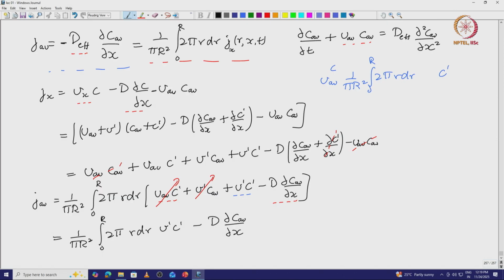And now, we have to calculate this term. We have to calculate this integral. Within this integral, we already know what is V prime. V prime is the difference between the actual velocity and the average velocity. We do not yet know what is the expression for c prime. So, if we find out the expression for c prime, substitute it in here, we will get the average flux, and from that we will get the dispersion coefficient, the effective dispersion coefficient.